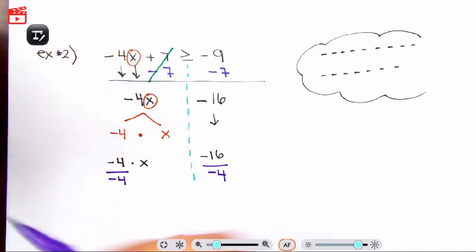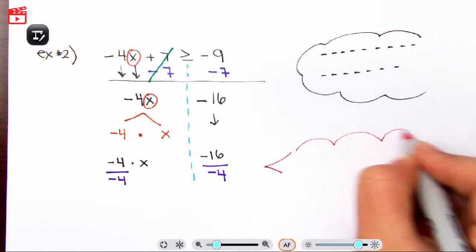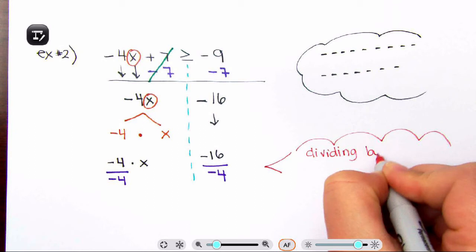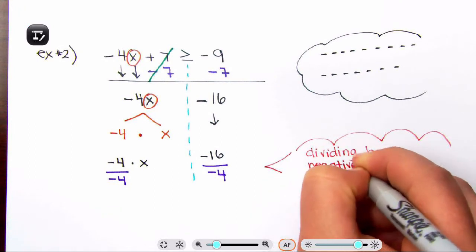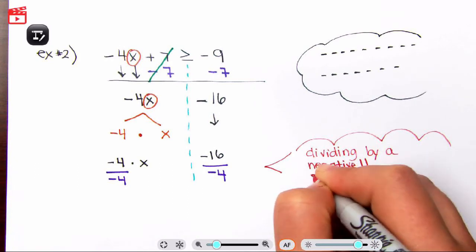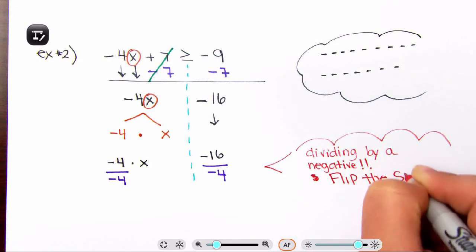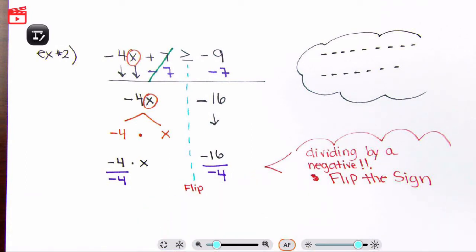This is where your red flag should occur. Anytime you divide or multiply by a negative number, so you are dividing by a negative, you have to flip the sign. Flip the sign. So now I'm going to write flip here. So we know that we're going to flip the sign.